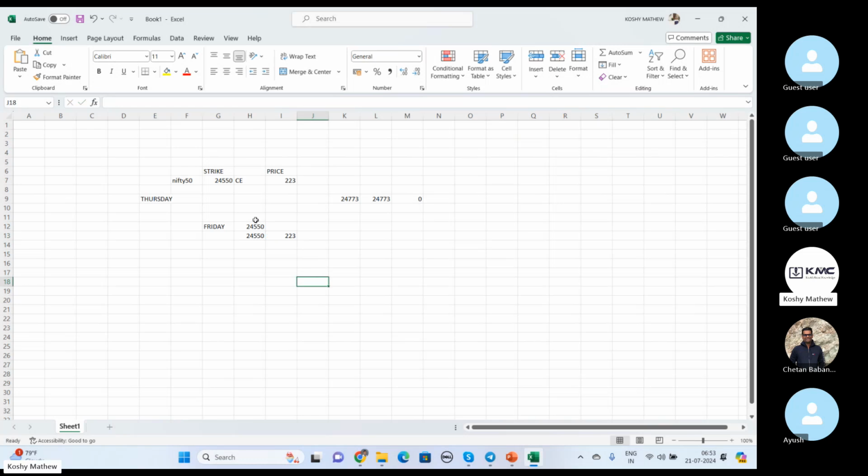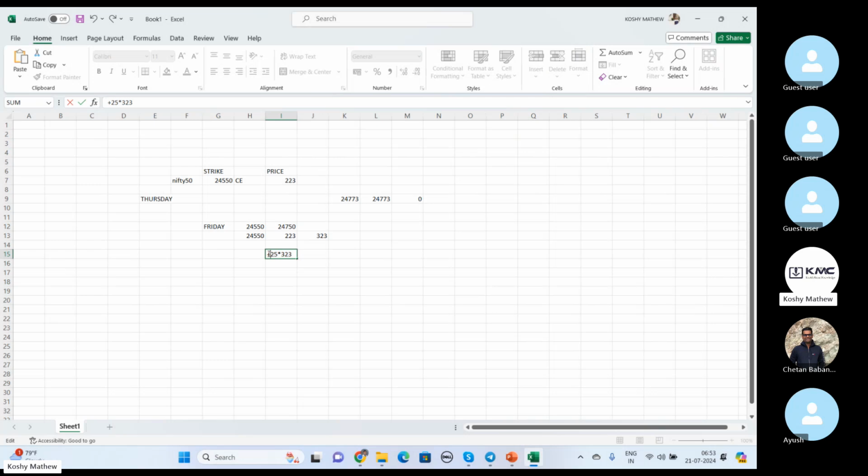Okay. Friday. After 2 hours, Nifty went from 24,550 to 24,750. How many points did Nifty go up? 200 points. So I think the premium will rise by 50%, so 100. Example, I'm just telling you. So for the Nifty strike price you bought, the premium of 223 will jump to 323. You made a profit in 1 hour, a profit of 100. So if you have taken a quantity of 25 into 323.